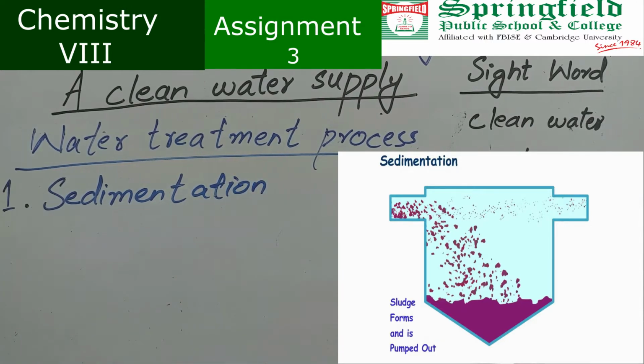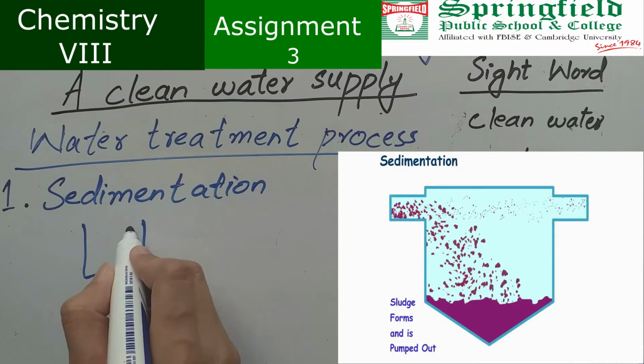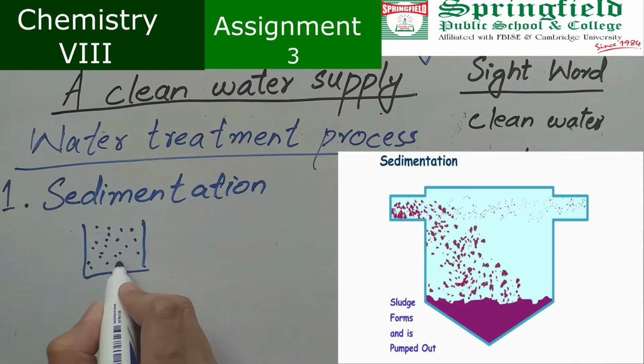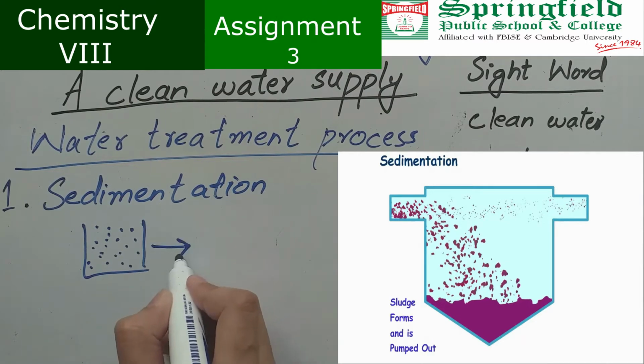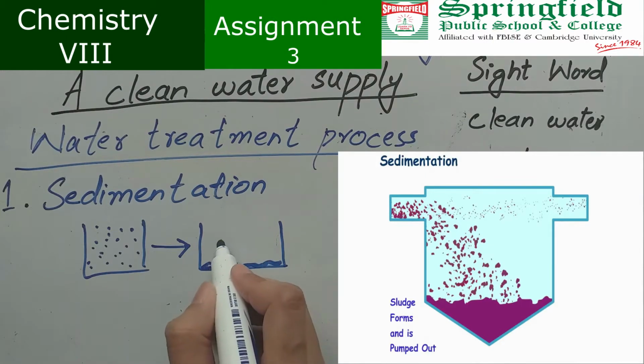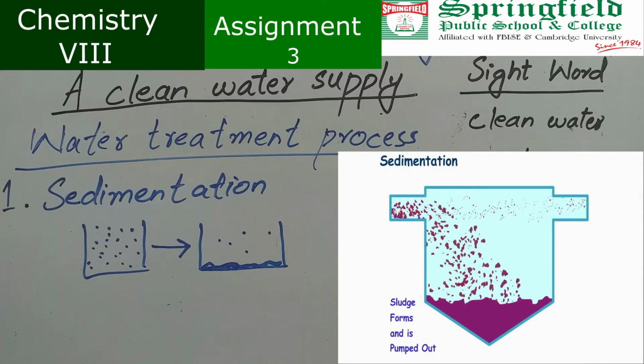What happens during the process is that the water is allowed to stay for some time in a tank which is known as a sedimentation tank. This water has so many suspended solids in it. When it is allowed to stay, these suspended particles settle down at the bottom, and this process is called sedimentation. A few of these particles are still left in the container.